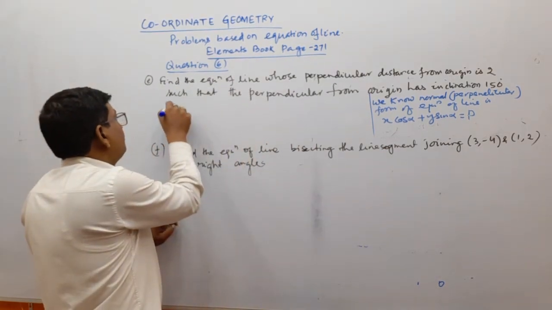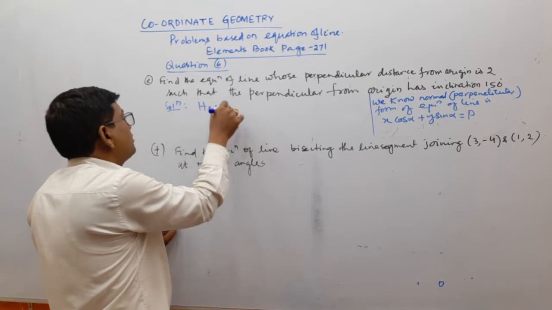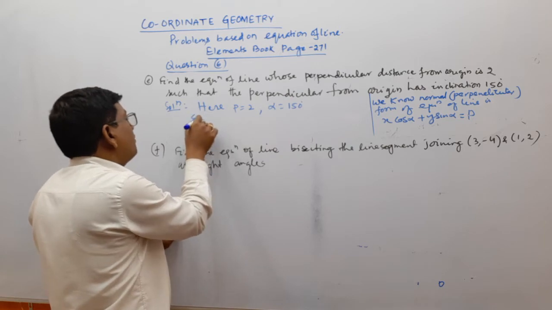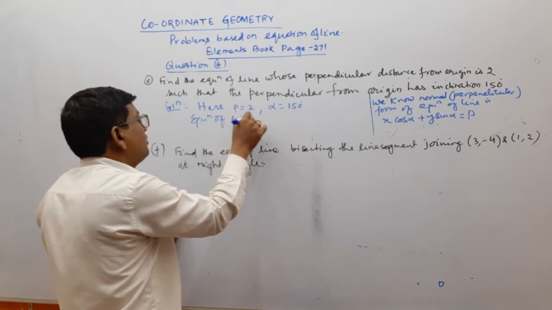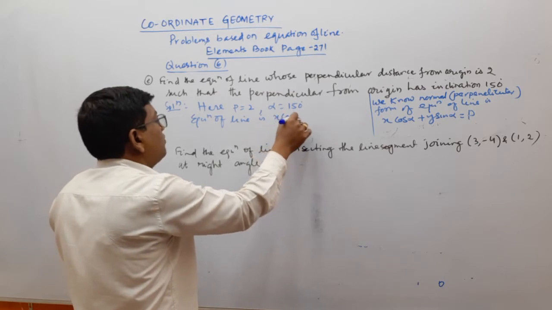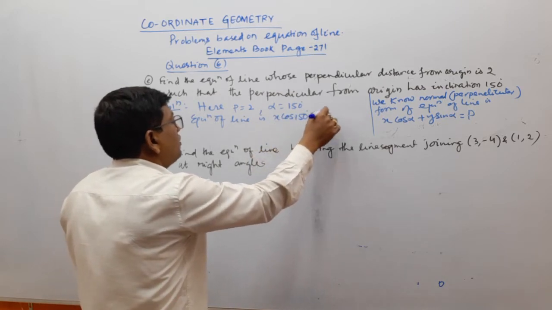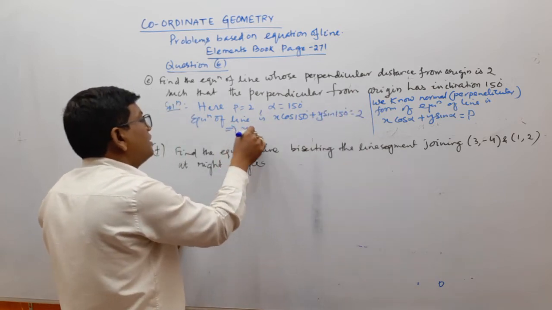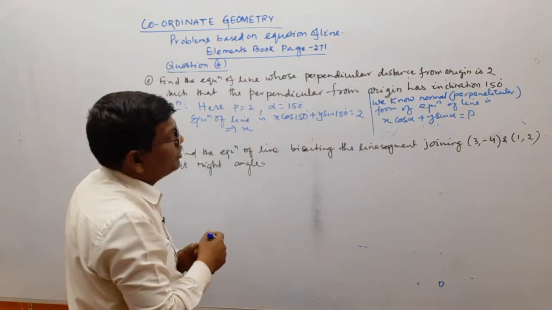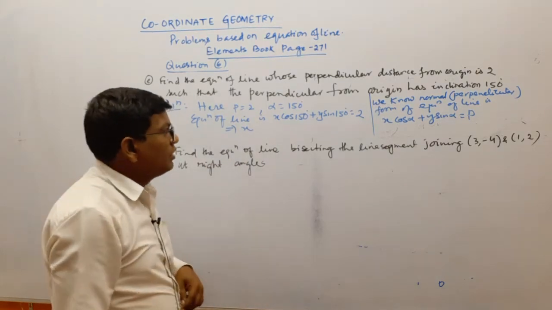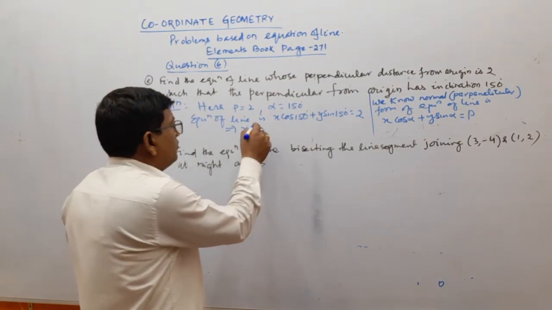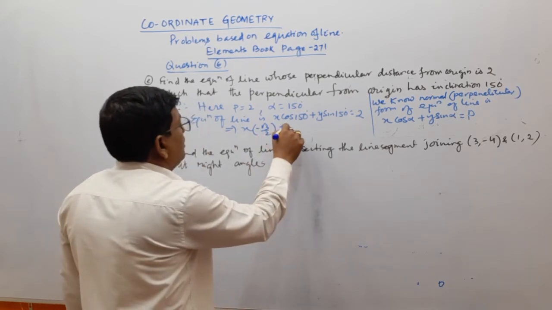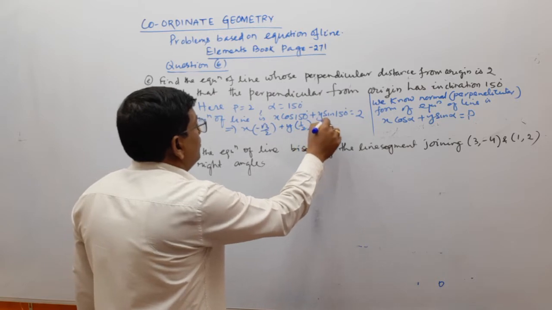Here, in the solution, p is equal to 2 and alpha is equal to 150 degrees. So the equation of the line is x into cos 150 degrees plus y into sin 150 degrees is equal to 2. The value of cos 150 degrees is minus root 3 by 2, and sin 150 degrees is half, so y into half is equal to 2.